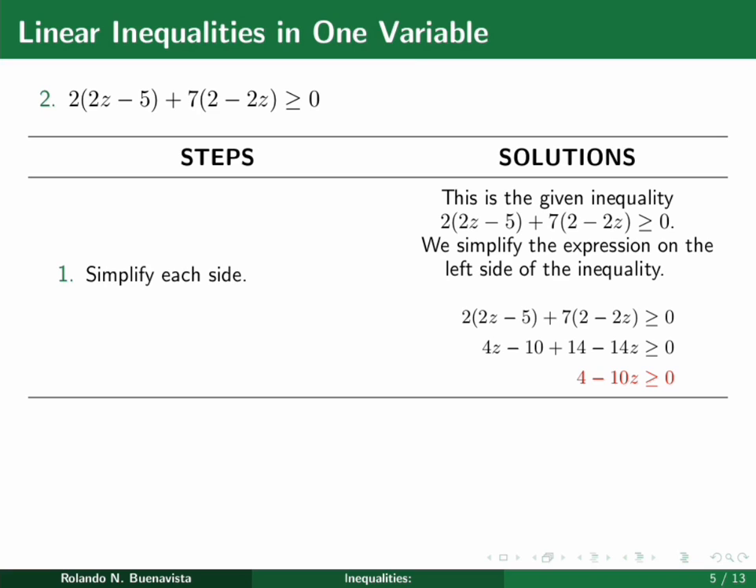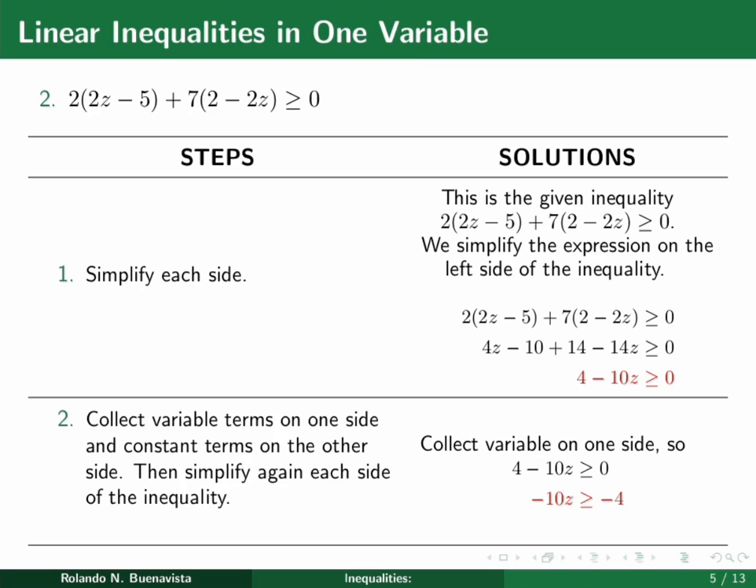Our next step is to collect variable terms on one side and constant terms on the other side. Then simplify again each side of the inequality. Usually, we collect the variable terms on the left side and constant terms on the right side. So basically, we just add negative 4 to both sides of the inequality. Then we obtain negative 10z greater than or equal to negative 4.